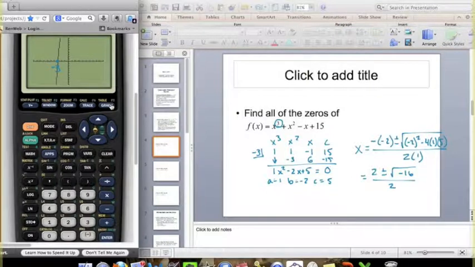What is the square root of -16? 4i. And then we can divide that 2 into both parts. You get 1 plus and minus 2i. That's 2 solutions, because plus and minus. And then the calculator gave us a solution of -3. So that's 3 solutions, which is what we should expect for an x to the 3rd equation.